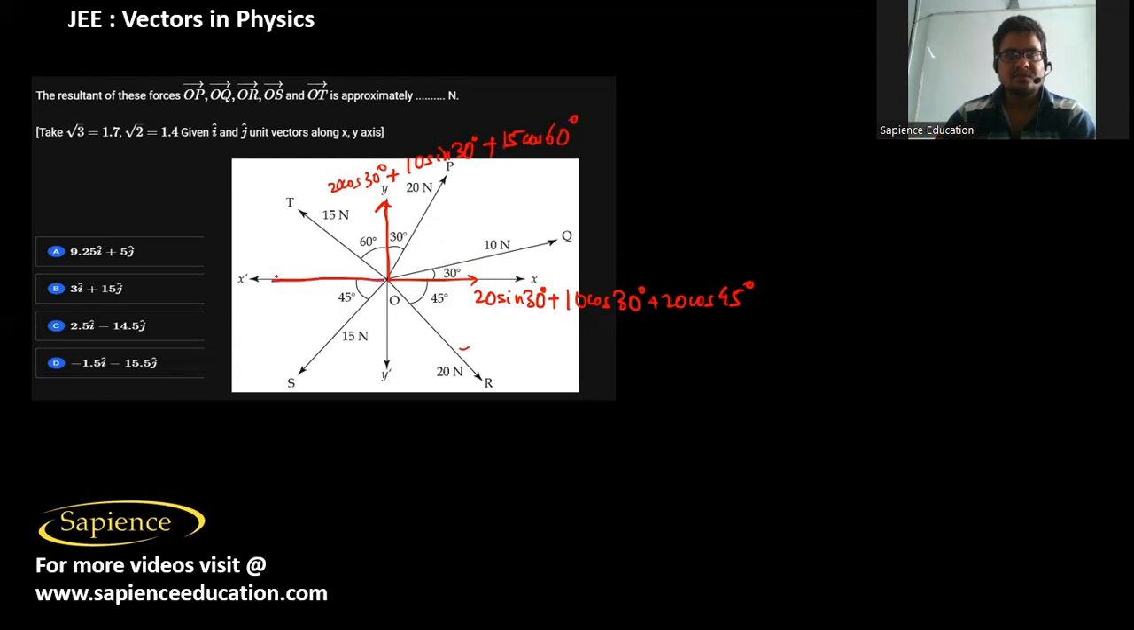Then here also the resultant, this will be 15 sin 60 plus 15 cos 45. And this way it will be 15 sin 45 degrees plus 20 sin 45 degrees.